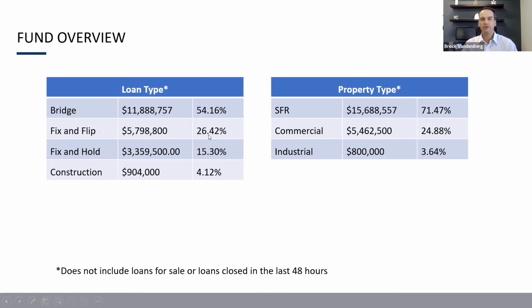Now, roughly another 40% are going to be fix and flip and fix and hold loans. This has really been our bread and butter for the last 14 years, working with investors to provide them capital to buy properties that are in disrepair, provide them the funds to renovate those properties and sell them. I think we've done over 600 transactions just in the Southern California, San Diego market alone of those types of transactions.